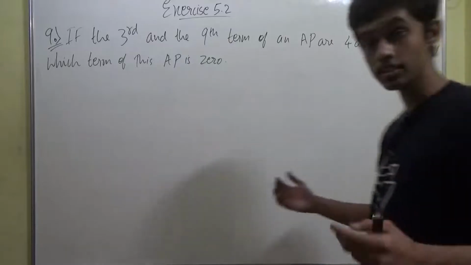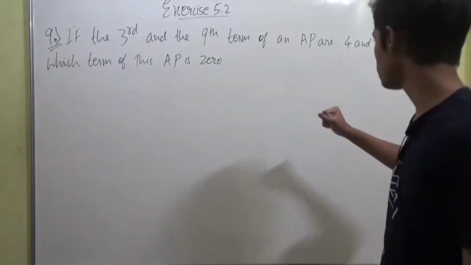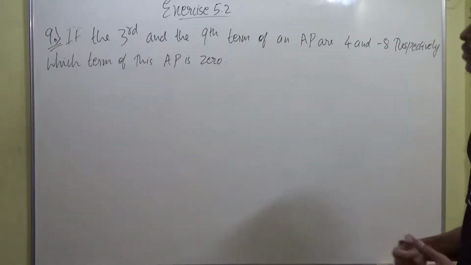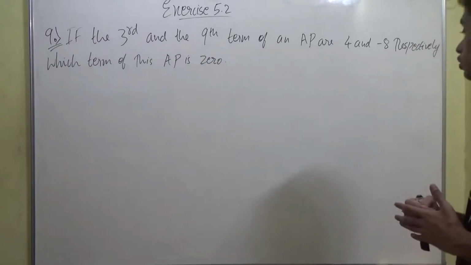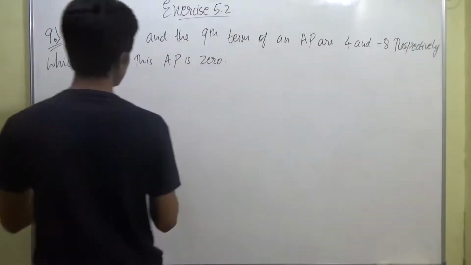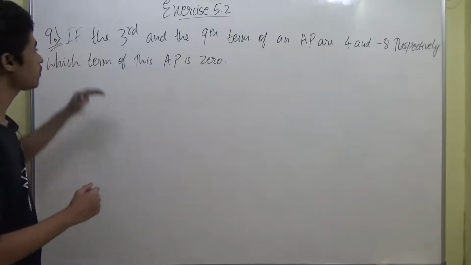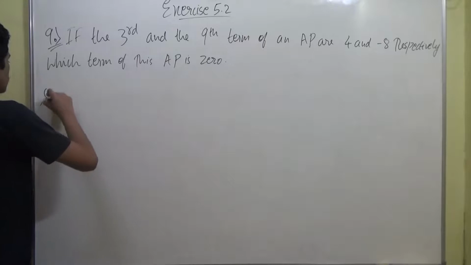Okay guys, now let's go to the ninth question, which says, if the third and the ninth term of an AP are 4 and minus 8 respectively, which term of the AP is 0? Okay guys, it's almost the same as the previous question. They have given us two conditions and they have asked us a question based upon those two conditions, right? After solving those two conditions, we'll have enough data to put back into the equation and find the answer. That's what we had been doing. So now let's see it, guys.